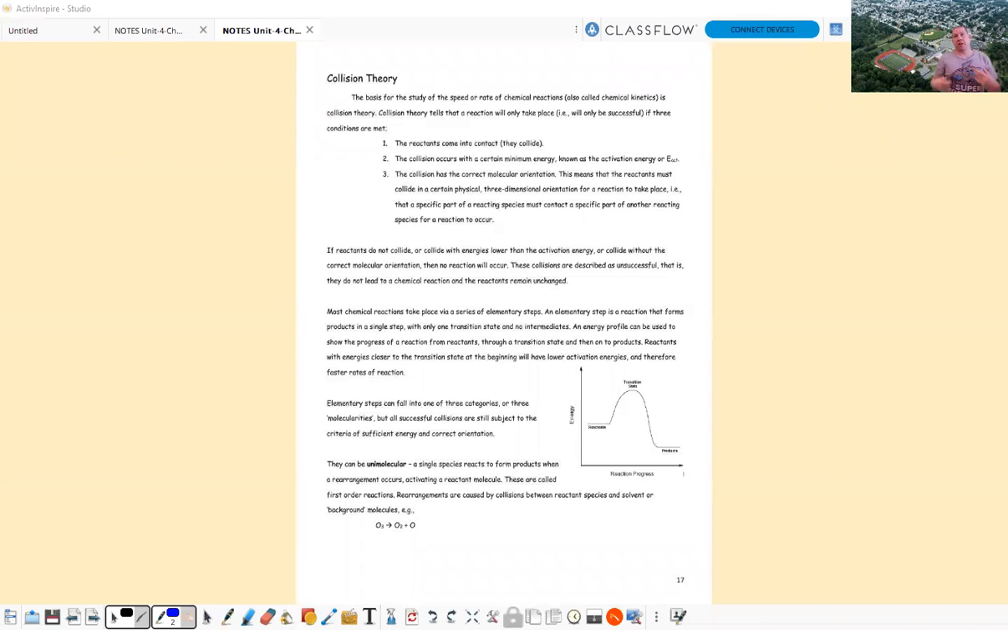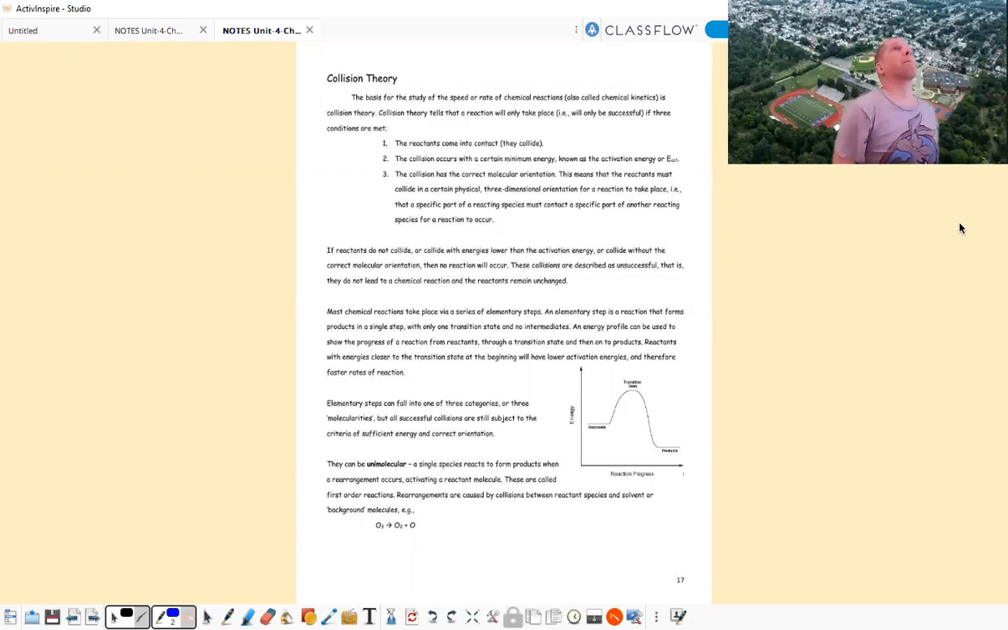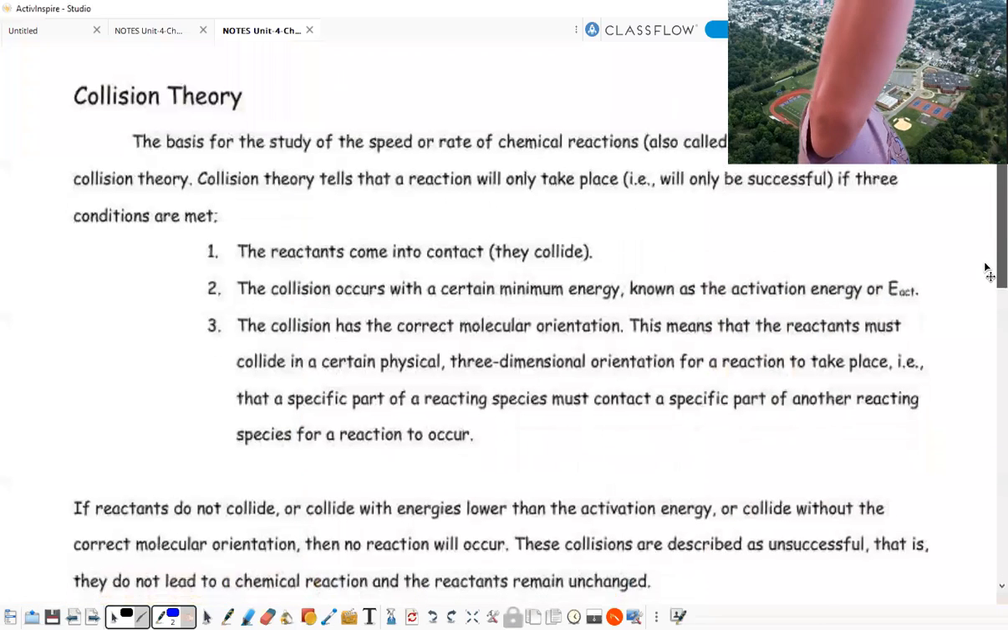All right, so we're on to now the collision theory. The collision theory deals with exactly what it sounds like: this idea that we're forming chemical reactions through reactants colliding with each other. And remember, they must come in contact. If you don't have this, it's in that packet. We're talking page 17 in the packet.